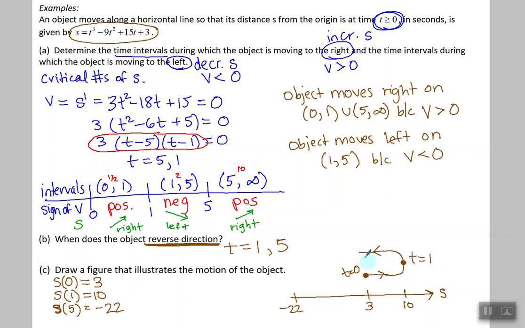It keeps going to the left until it gets to time 5, and at time 5 it's at position negative 22. So keep going all the way to negative 22 before we turn around and go to the right again. And this is at time 5 at that position, and then it keeps moving to the right forevermore. So this is a way that we can illustrate the motion of the object.